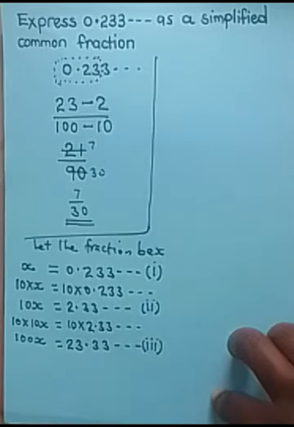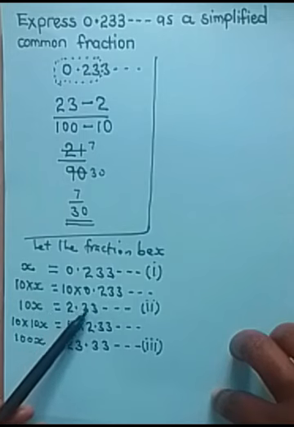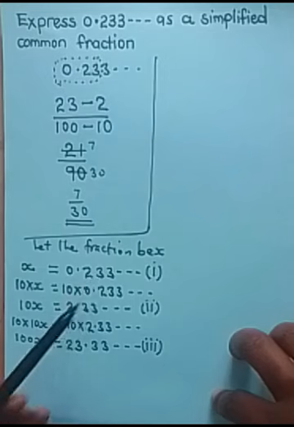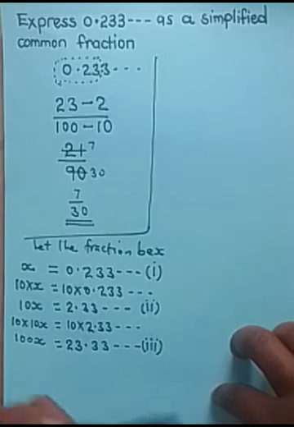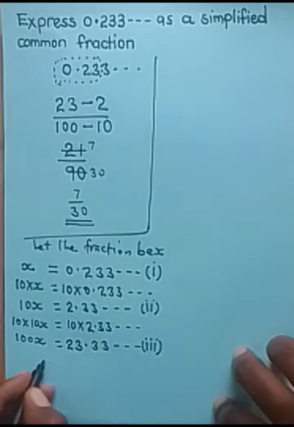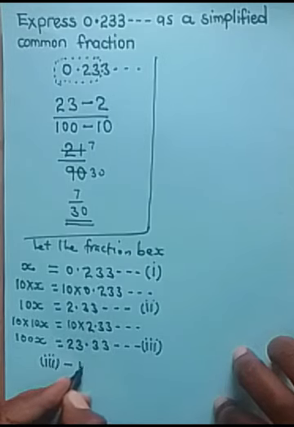Now, if you observe very well, our equation 3 is having 0.33. Our equation 2 is having 0.33. Our equation 1 is having 0.233. Now, which one can eliminate for us the decimal places? It is equation 3 and equation 2. So we have to say equation 3 take away equation 2.